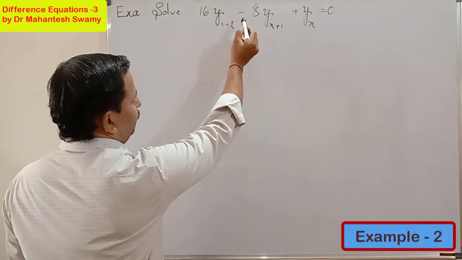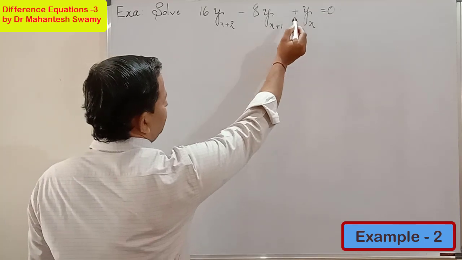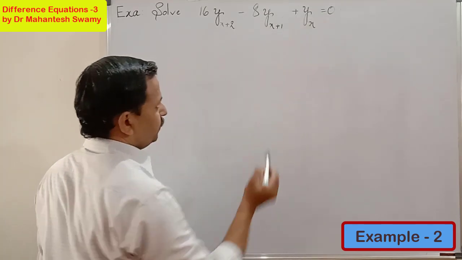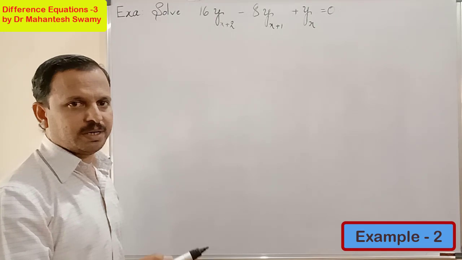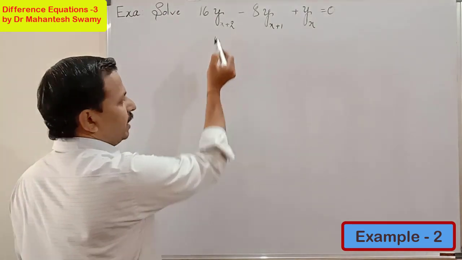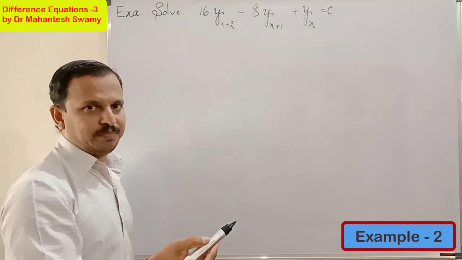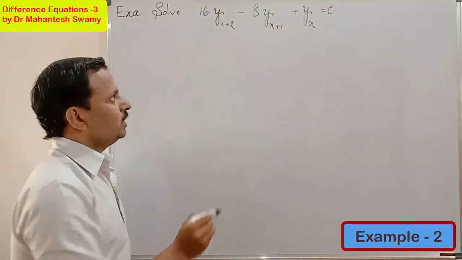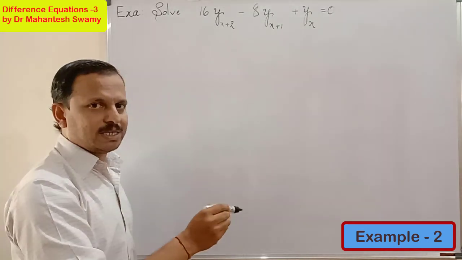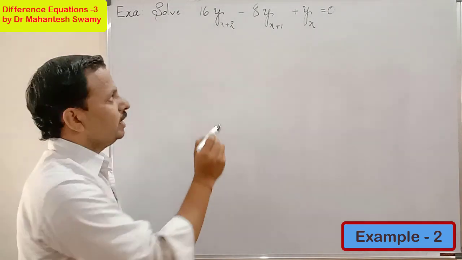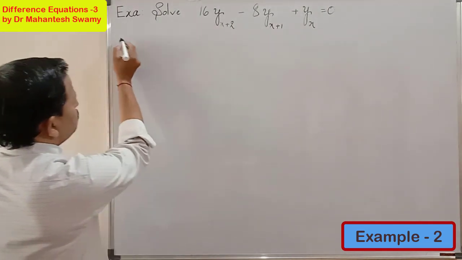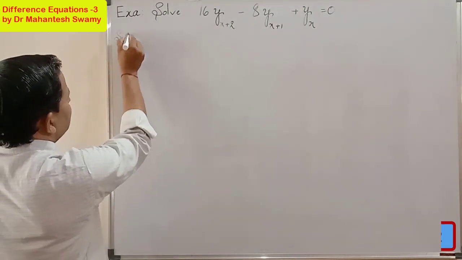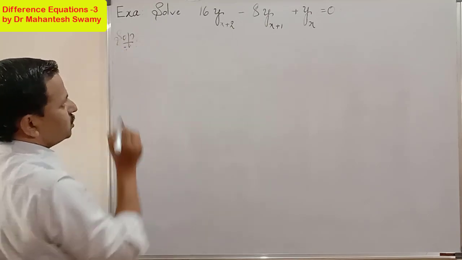16y(x+2) minus 8y(x+1) plus y(x) equal to 0. It should be understood here that in this case the independent variable is x instead of k, which we had in the previous example. Whatever it may be, either k or x, we have to proceed in the same way. So the given equation should be written in terms of the shift operator in the first step.